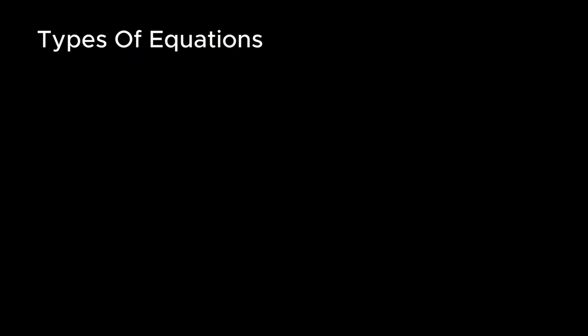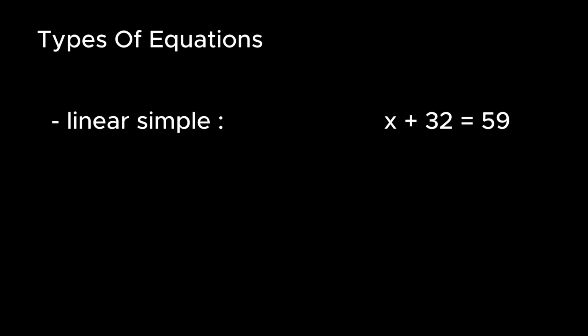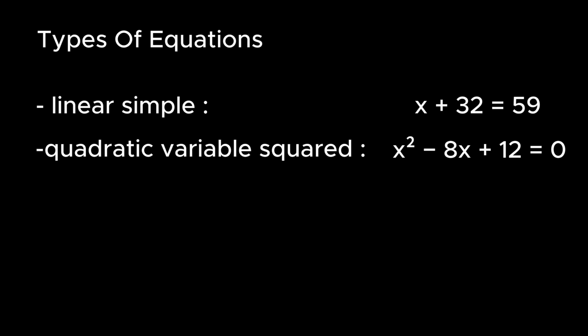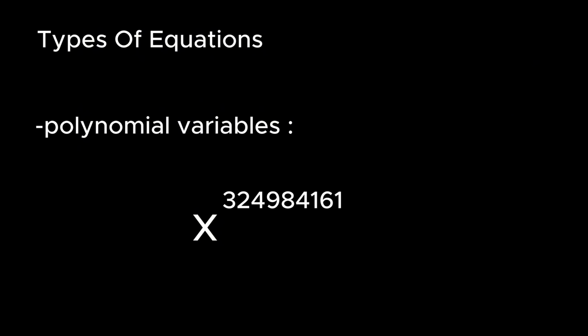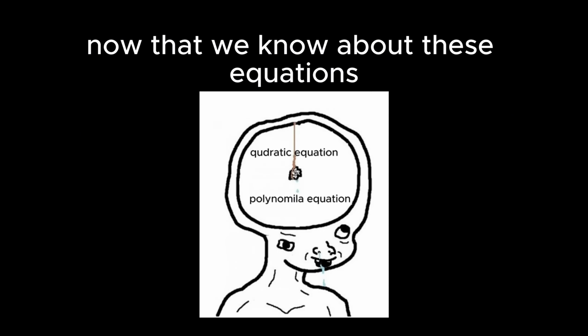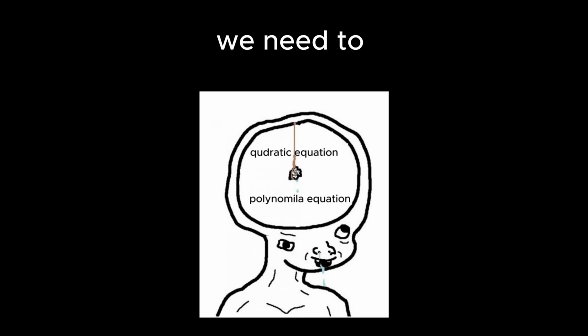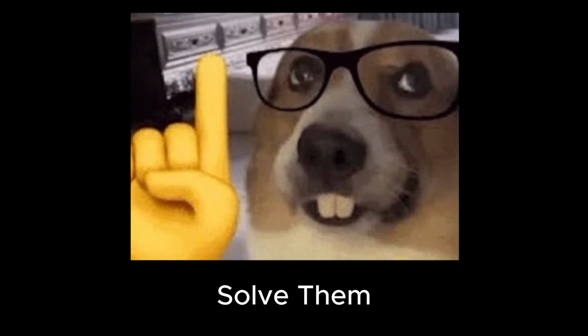There are also different types of equations. Linear: simple, variable raised to 1. Quadratic: variable squared, can have multiple solutions. Polynomial: variables raised to any number. Now that we know about these equations, we need to actually be able to solve them.